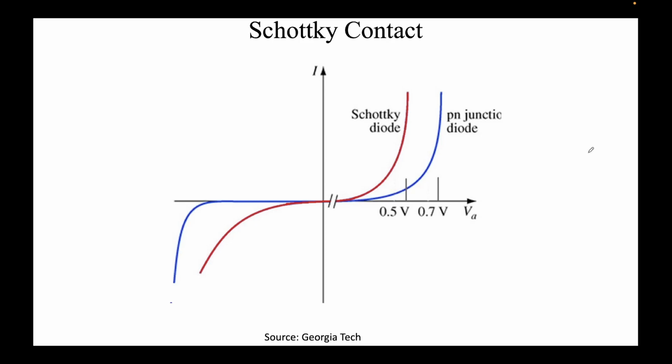This is a comparative analysis of a Schottky diode and a p-n junction. You can see that the nature remains more or less the same: the exponential increase on the forward side and the breakdown on the reverse side. However, there are two key differences. The knee voltage is much smaller for a Schottky diode, as is the breakdown voltage. These are the two things you have to keep in mind, and the leakage current is also pretty high for a Schottky diode.